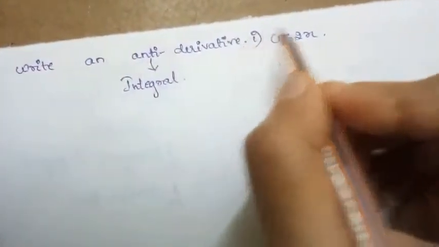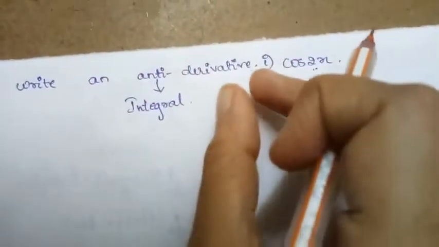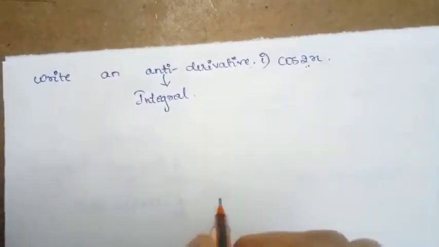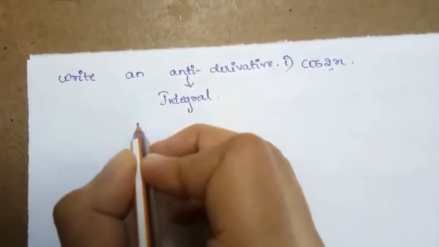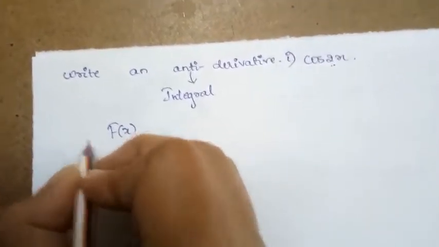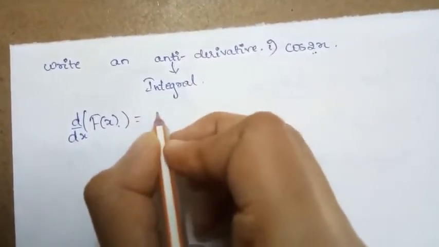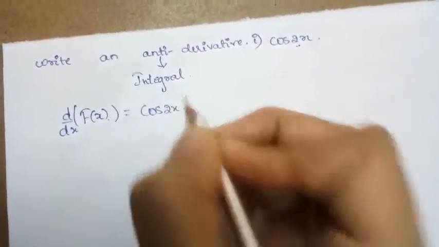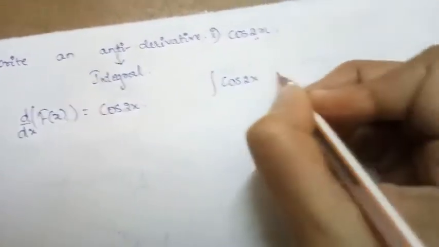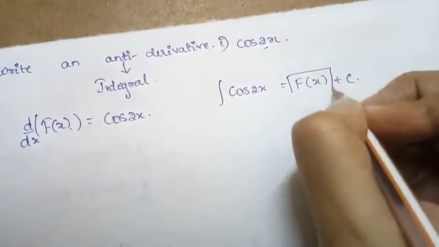Write an antiderivative of cos 2x. What does that imply? We need to find a function, say f of x, such that the differentiation of this function gives cos 2x. So the integration of cos 2x gives some function f of x plus c, and we need to find this function.